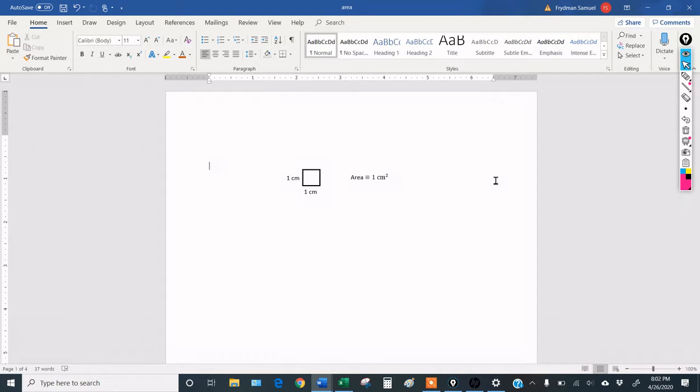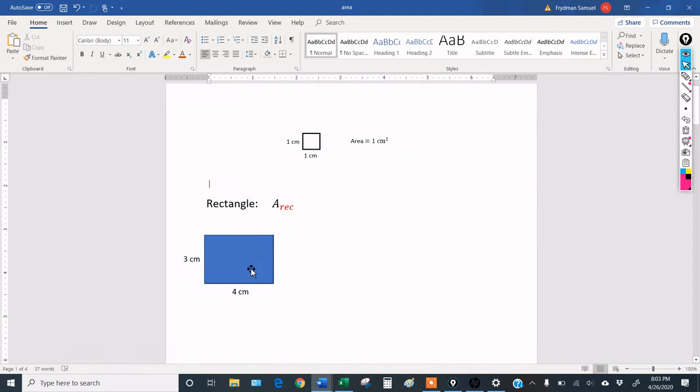Anytime we are looking for the area of another shape, what we are really trying to figure out is how many square centimeters fit inside it. Let's start with a rectangle. This particular rectangle is 4 centimeters long and 3 centimeters wide. How many square centimeters would fit inside this rectangle?